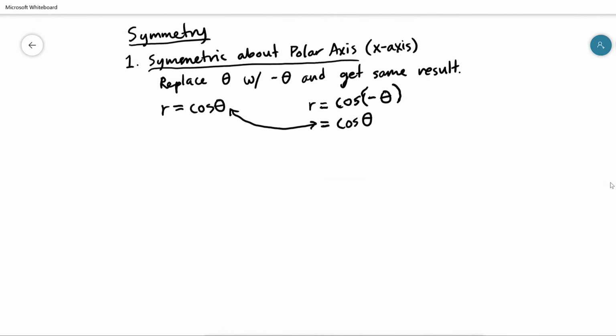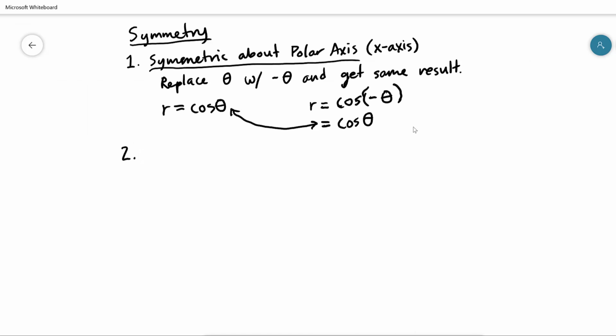That can help us draw. If we do this type of algebra to check to see what type of symmetry we're going to get, it'll limit the amount of drawing that we have to do. If I know that the top half is going to look the same as the bottom half, I only have to draw half the graph if I can verify that this is true.